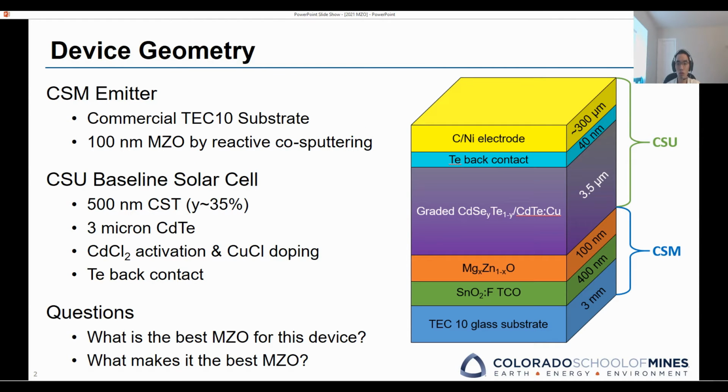This work is a collaboration between Colorado School of Mines (CSM) and Colorado State University (CSU). So I'll first break down our device geometry. At CSM, we first sputter deposit a 100 nanometer MZO on top of a commercially available TEC-10 substrate. We then send our samples to CSU for their processing. That includes a 500 nanometer CST and a 3-micron cattail. The question for this research is what makes the best MZO for this device structure and how to make this MZO.